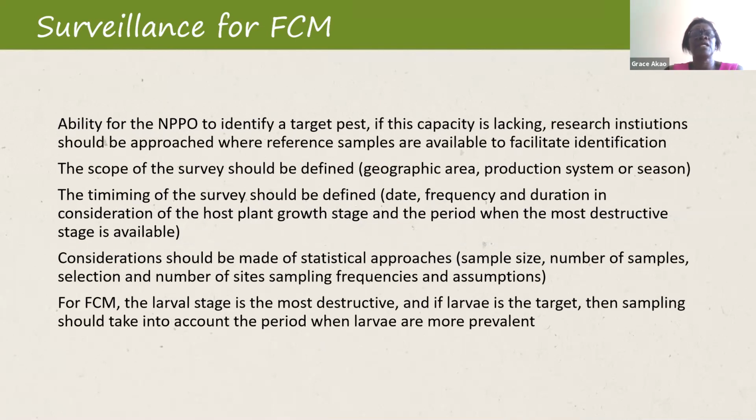Consider the ability of the NPPO to identify a target pest. If that ability is lacking, then, like we mentioned much earlier, research institutions should be consulted. They have that ability to identify. When you design an FCM surveillance program, the scope of your survey should be known. The geographic area, all this I have already mentioned. Then the timing of the survey. So when are you doing it? How often are you doing it? At what stage of the capsicum plant are you doing it?